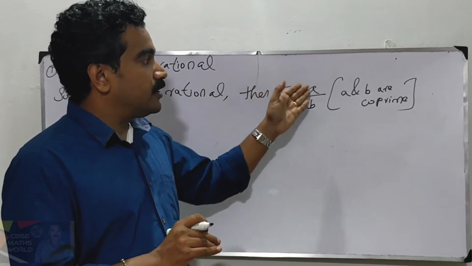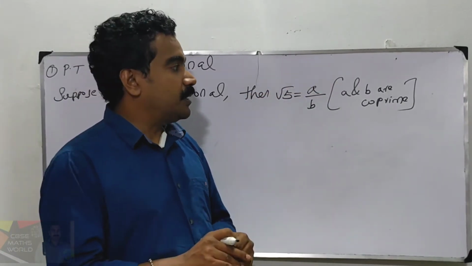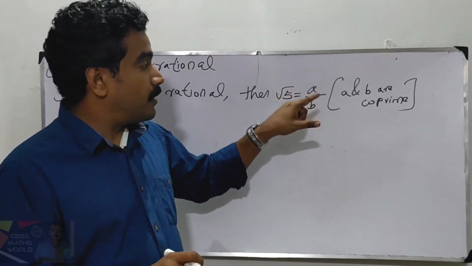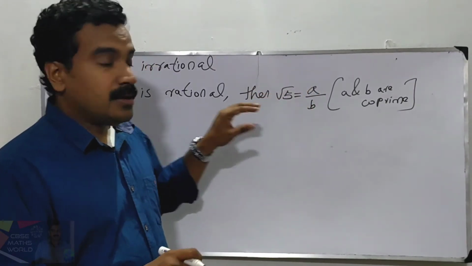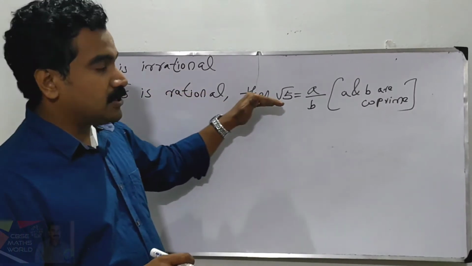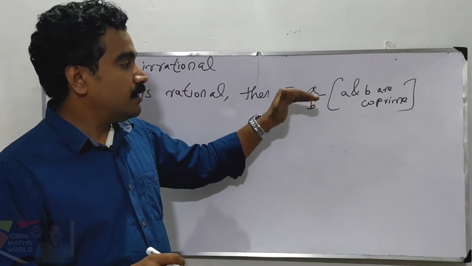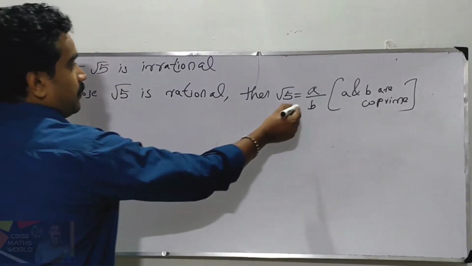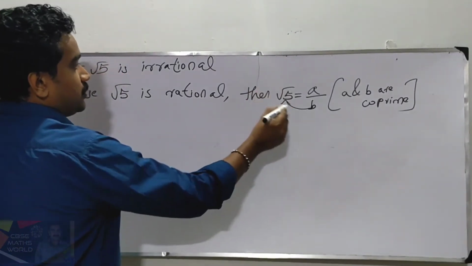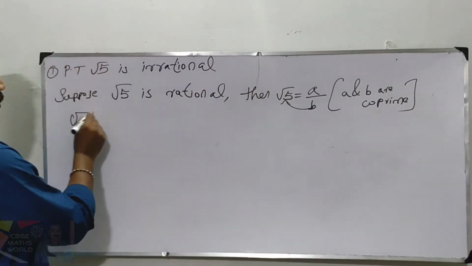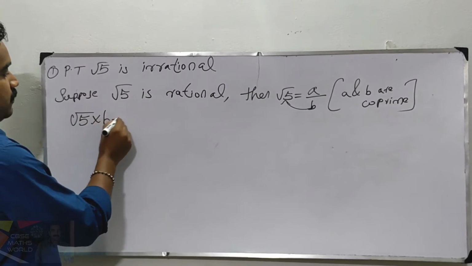So then root 5 equal to a by b, where a and b are co-prime integers. Co-prime means nothing common for a and b. So the first step is, suppose root 5 is rational, then you can write root 5 in the form a by b, where a and b are co-prime integers. Then bring this b to the other side, that is root 5 into b, you will get a.